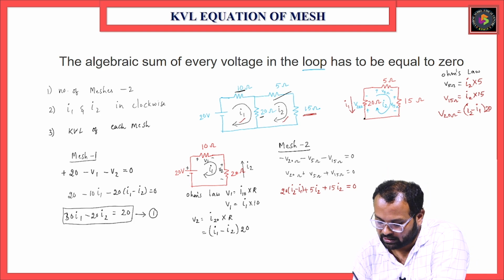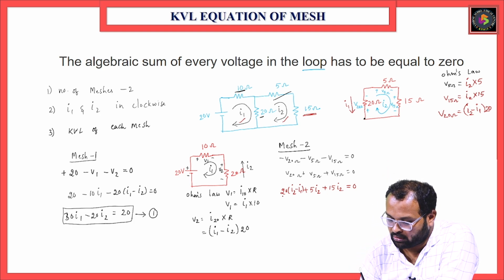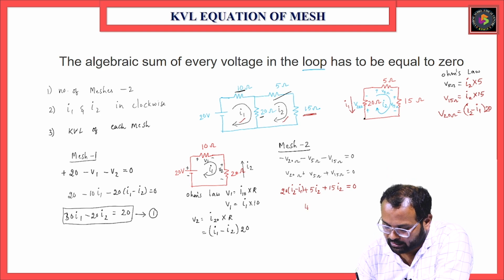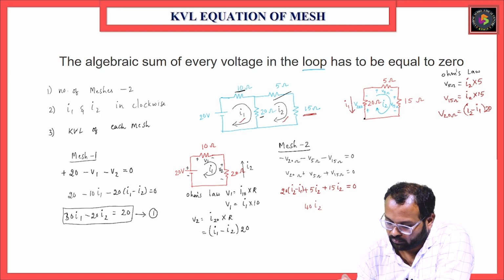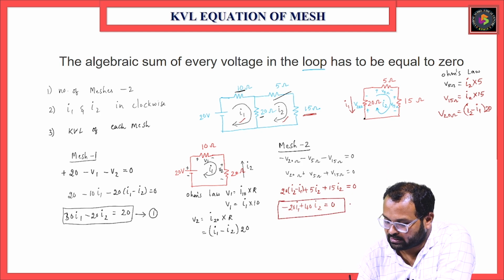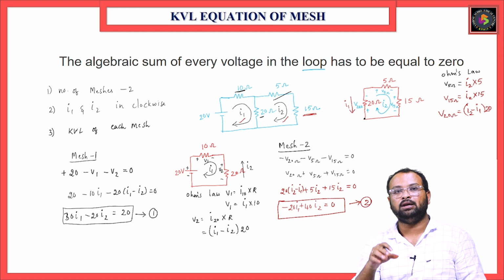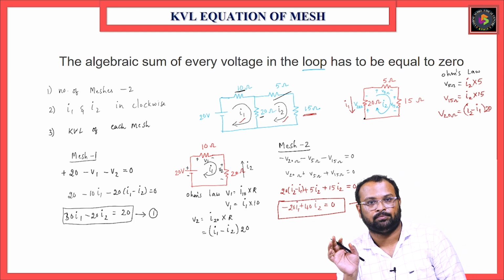Finally, if you collect all the variables, 20 I2, 5 I2, 15 I2 totally became 40 I2. And for I1, minus 20 I1. I am writing in ascending order, so first I1, then I2, is equal to 0. This is my mesh equation 2. This is the way to write the mesh equations.